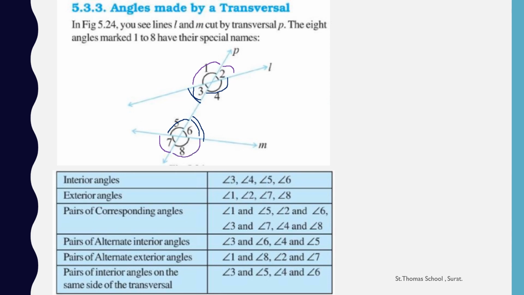The next one is pair of interior angles on the same side of the transversal. So you know that this is the transversal. Interior angles on the same side of the transversal. That means angle 4 and angle 6, angle 3 and angle 5. This is the transversal, same side. That means angle 4, angle 6 and angle 3 and angle 5. It's clear, children?